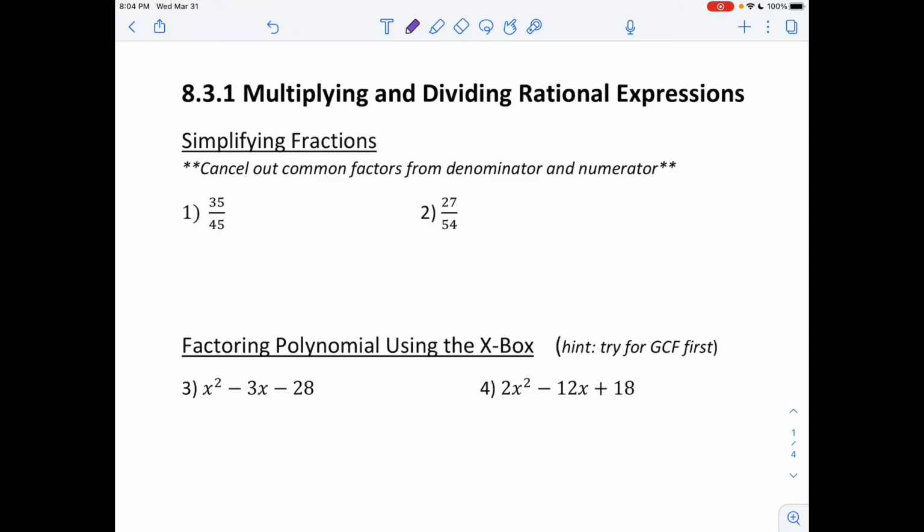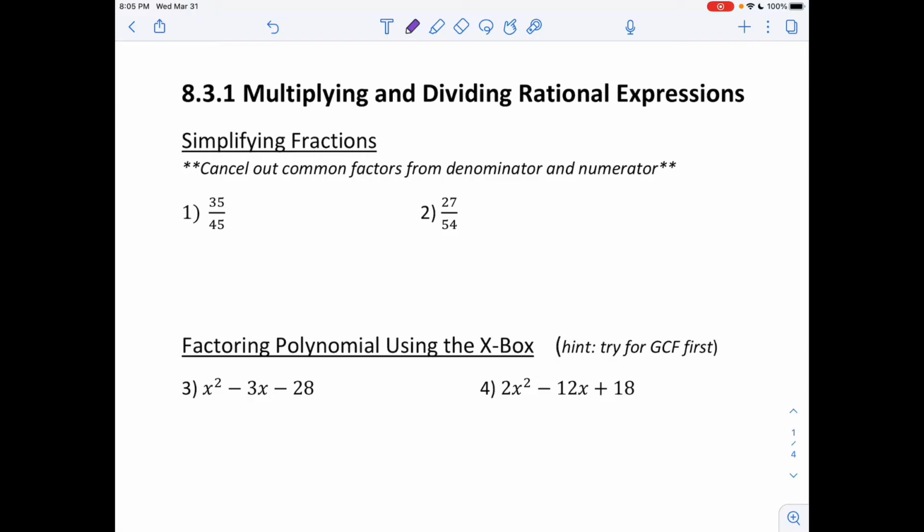Hey everyone, today we're going to be starting to talk about multiplying and dividing rational expressions. And honestly, today what we're going to do is set the framework for that by reviewing some things that we're going to need to know in order to multiply and divide rational expressions, and also just doing some simplifying of a single rational expression. So let's first review simplifying fractions.